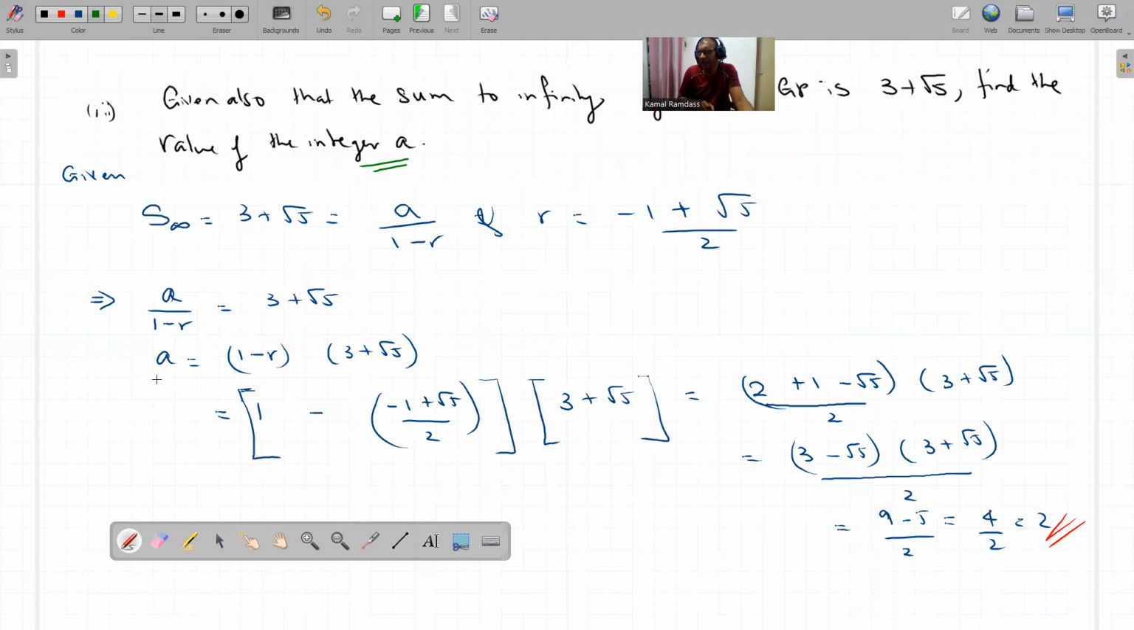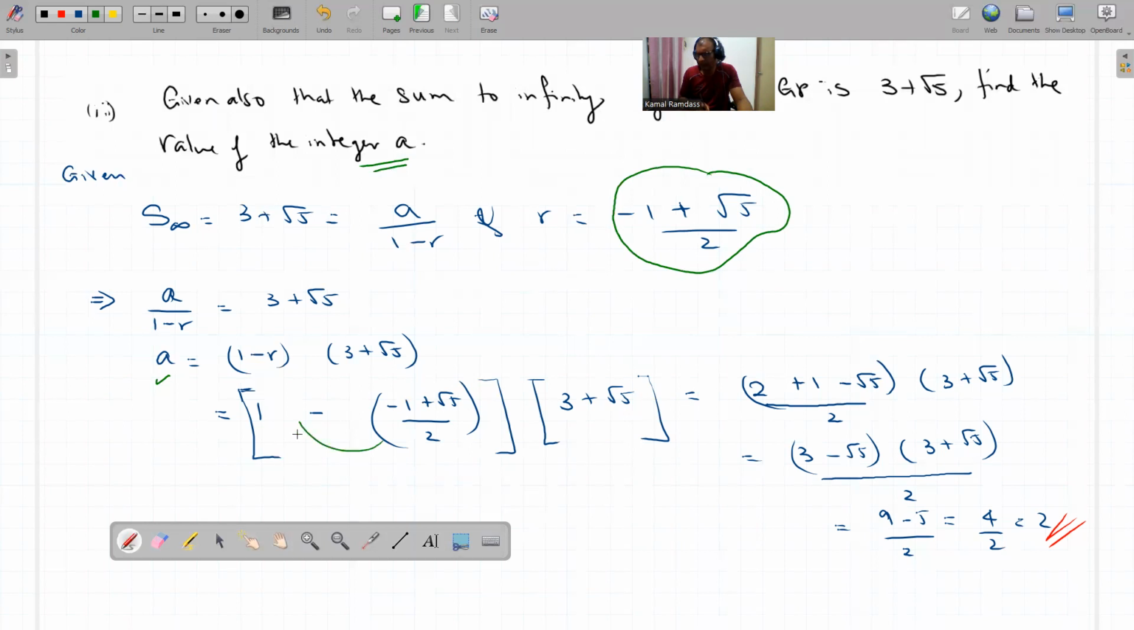Et là, a est égal à 1 minus r fois 3 plus root de 5. Et 1 minus r, c'est 1 minus de ça valeur là. Minus de, en bracket, minus 1 plus root de 5 plus 2. Pas hésiter pour mettre bracket, parce que quand nous mettons bracket, il empêche nous de faire des erreurs. OK? Multiply by 3 plus root de 5.